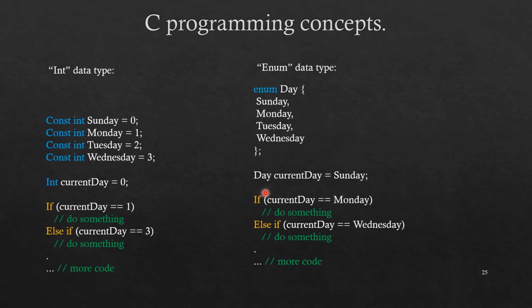Now to use a variable of the type day, you just add day and then name your variable, and you can just assign a value from this set of values. Here we say that the current day is Sunday, which is exactly the same as this one, but this is much more readable. And then in the if statements you can say if the current day equal Monday or if the current day equal Wednesday, and both of them are very much understandable.